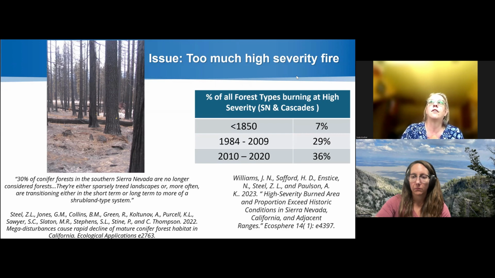So we know that there are large patches of high severity fire, like in the picture, where our conifers, most of which are adapted to low severity fire and having standing seed trees nearby, do not have as much chance to regenerate on their own without active reforestation.